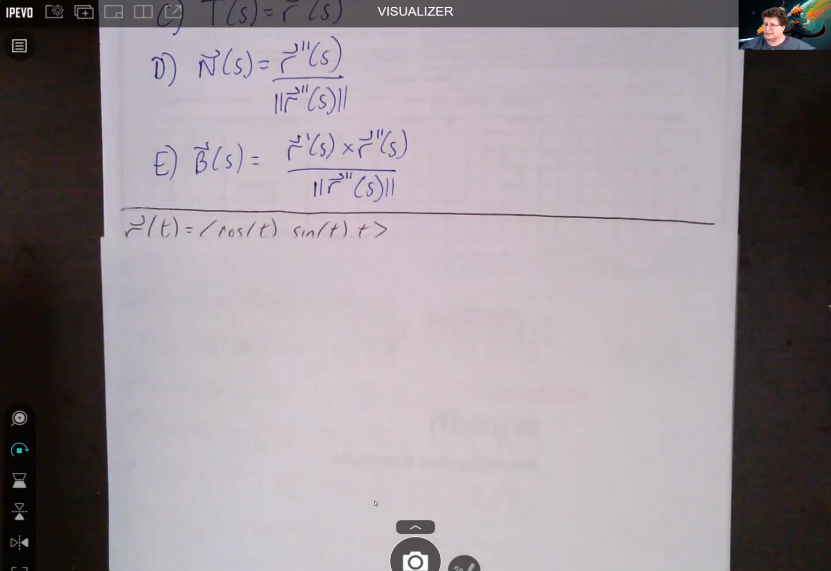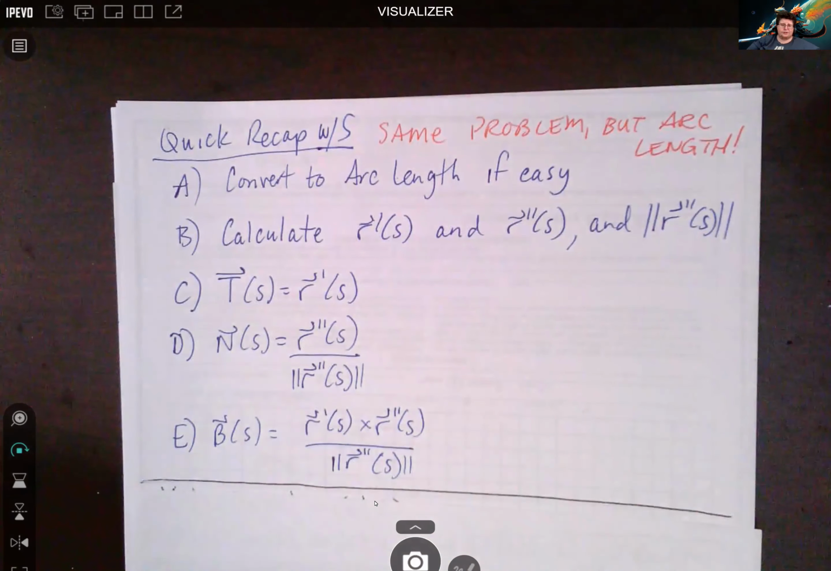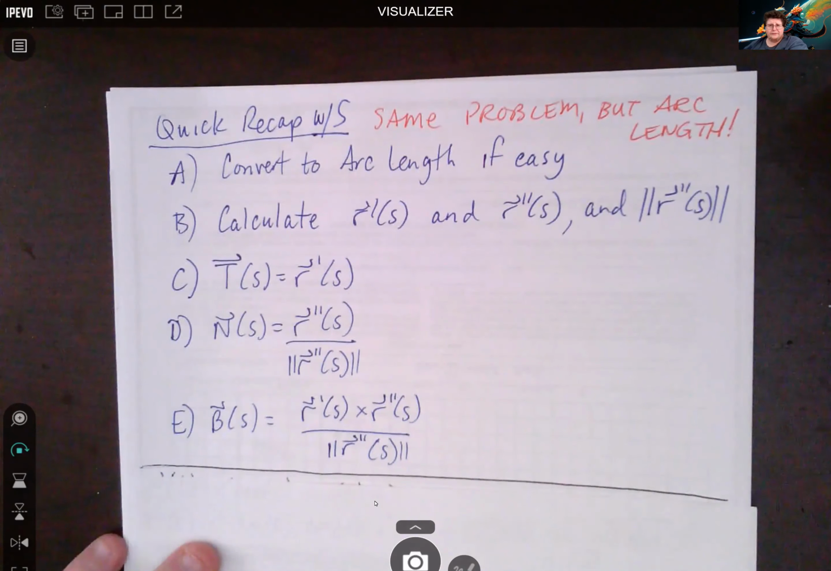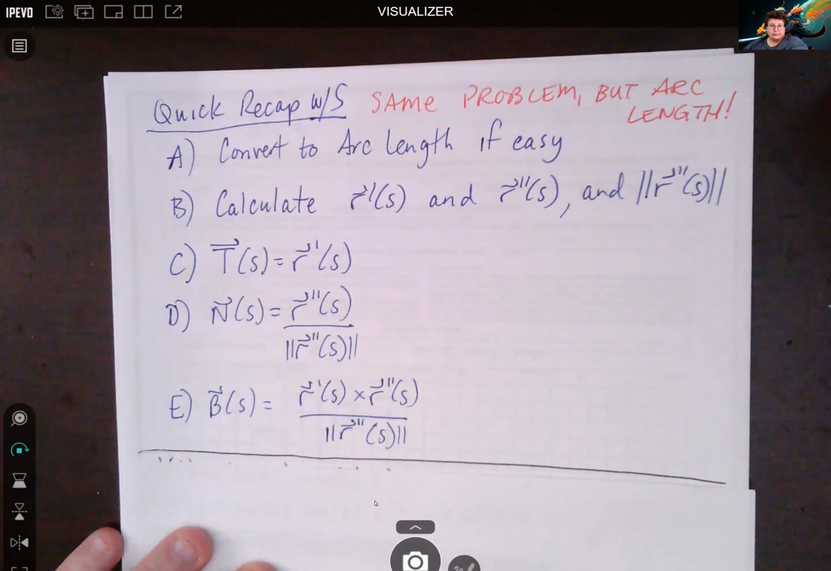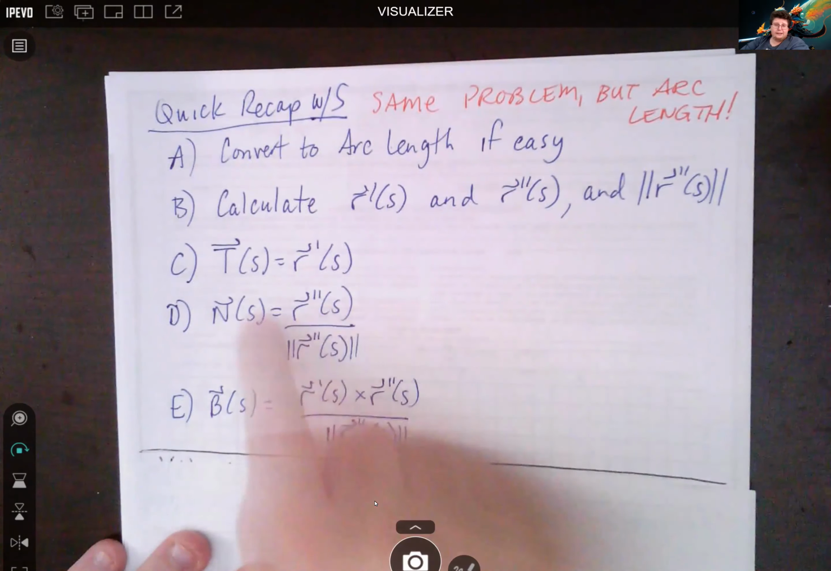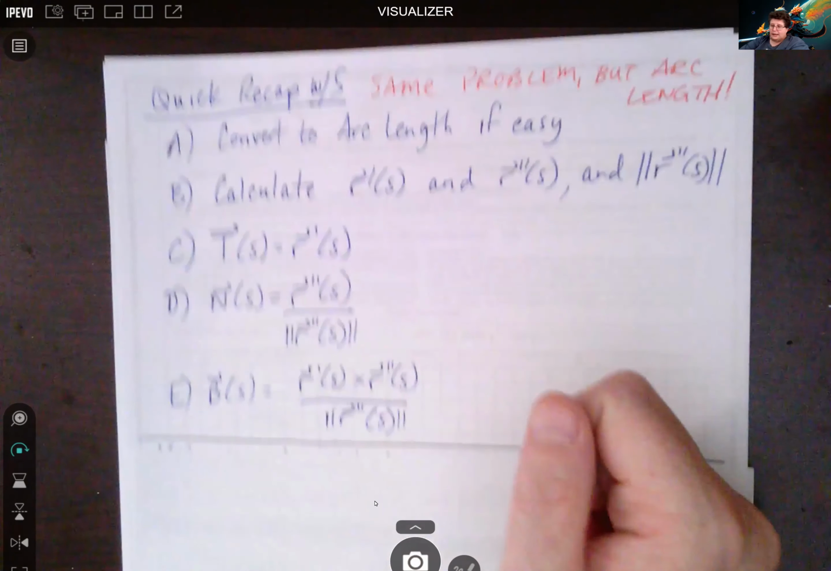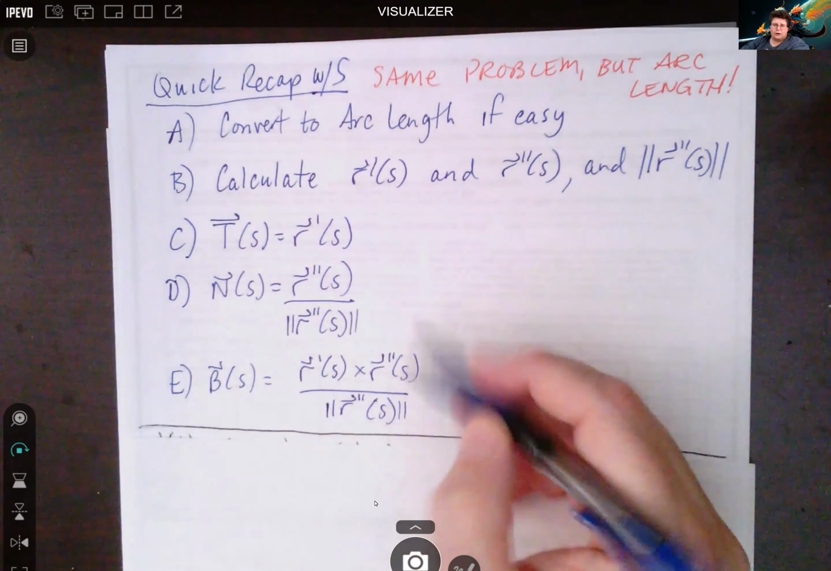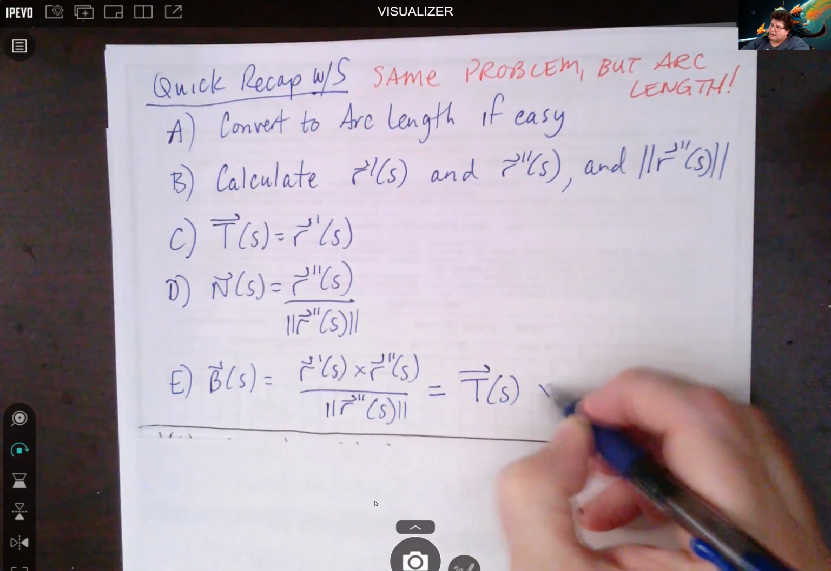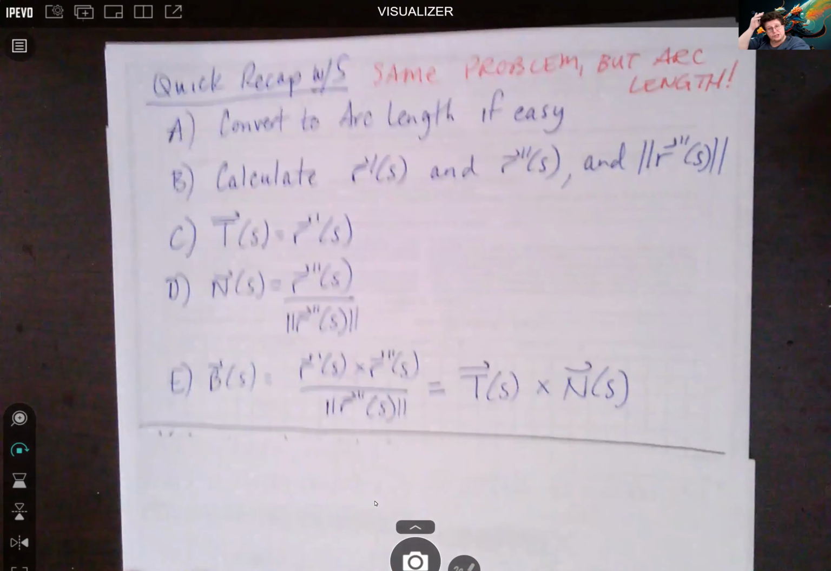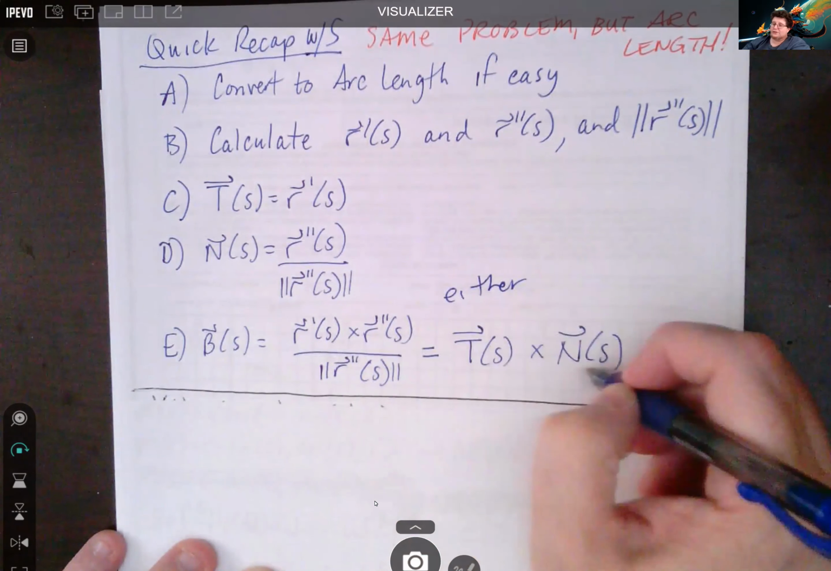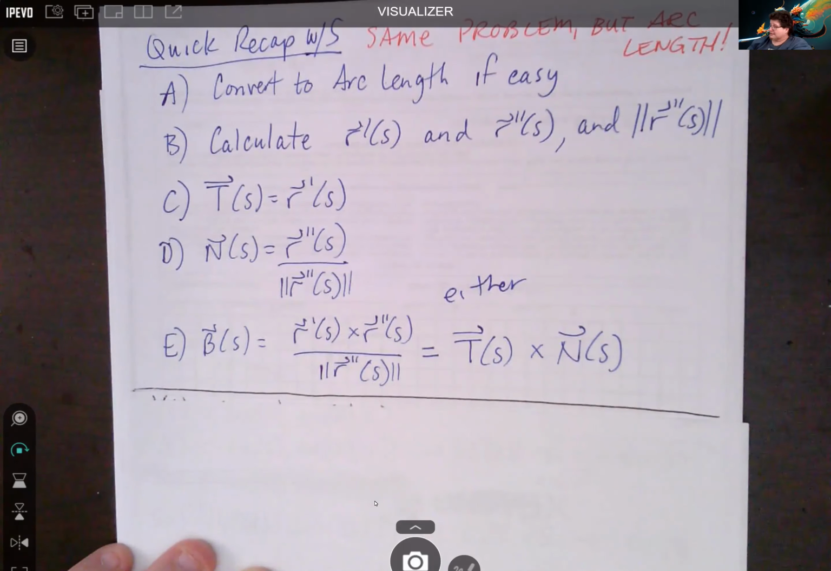So now let's take a look at doing this using s. A quick recap of what we would do using s: we have to convert to arc length. Then we calculate the first and second derivative and the magnitude of the second derivative. That's all we really need. Then we'll use the first derivative to find the tangent vector, and the second derivative over its magnitude to find the normal vector. And we can either do r prime of s crossed with the second derivative divided by its magnitude, or we can do t cross n. It all just depends on which is going to look like more work. Either works here. When I see what these vectors look like, I'll decide which cross product I want to do.